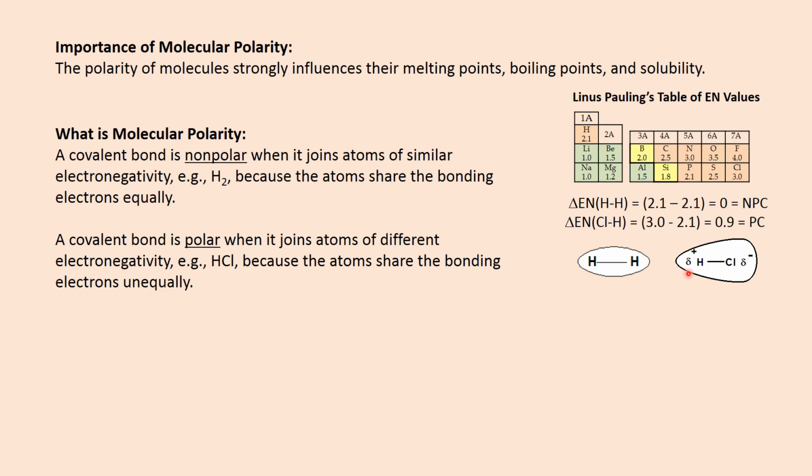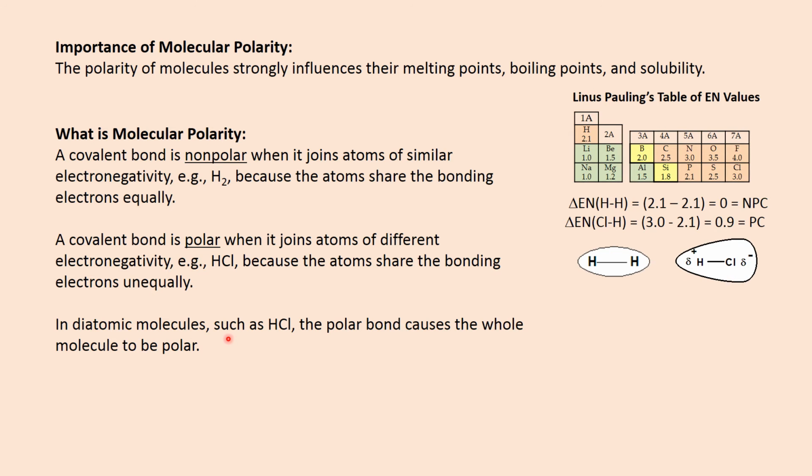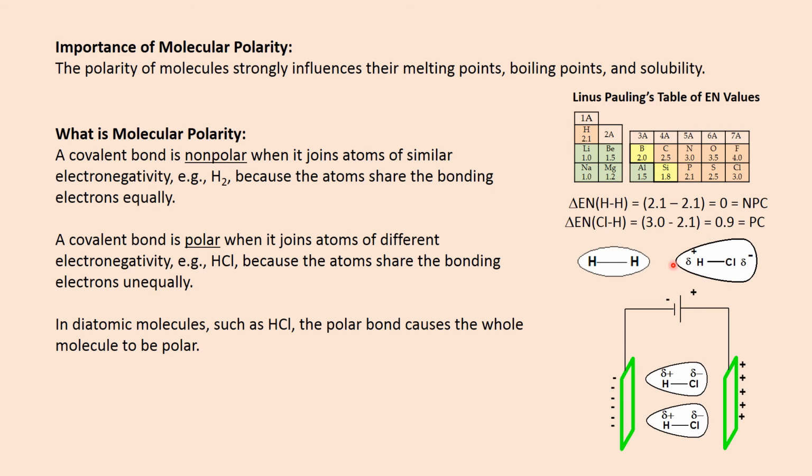If we were to visualize an HCl molecule, this shared pair of electrons, just the bonded pair, is actually moving around, and it spends most of its time near the more electronegative atom, making chlorine slightly, partially, or delta negative, is the symbol we use for that. The electrons only occasionally visit the hydrogen, leaving the hydrogen as slightly, partially, or delta positive. Now, in a diatomic molecule, such as HCl, the polar bond will cause the whole molecule to be polar since there is only one bond in it.